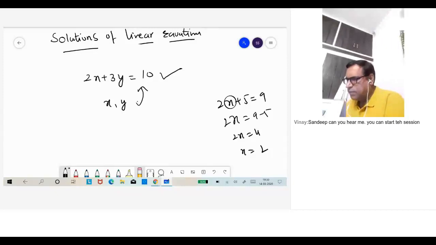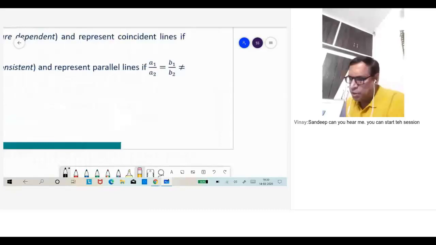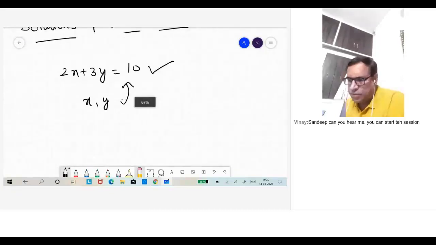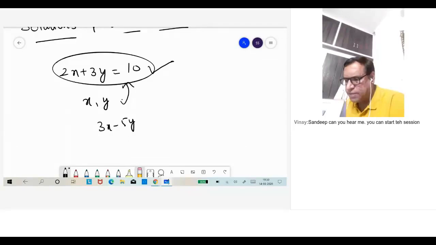If you have a linear equation in one variable, finding the solution is very simple. But the problem with linear equations in two variables is that you cannot find the values of the variables x and y using only one equation. So if you have a linear equation in two variables, it's compulsory that there should be another equation. Solving those two equations, you'll get the values of x and y, and that's how you define the solutions of a linear equation in two variables. Something like, if I take another equation, 3x minus 5y is equal to 7, I have another equation in the two variables x and y.